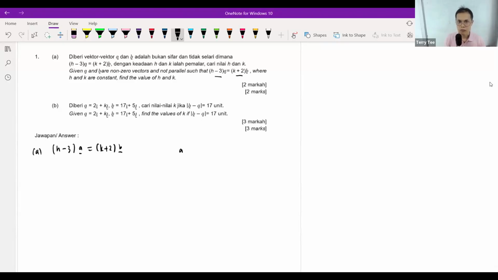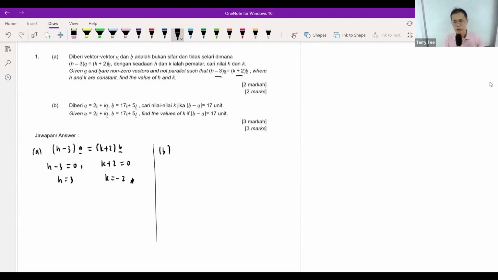If they are parallel, vector a can be a multiple of vector b. In this case we put lambda, you can put h, you can put k, it doesn't matter. So there is a value. But if they're not parallel, the value must be 0. Since they're not parallel, h - 3 must be 0 and k + 2 must be 0. As we bring over, h is just 3 and k is -2. All right, so that is part A, fairly simple.